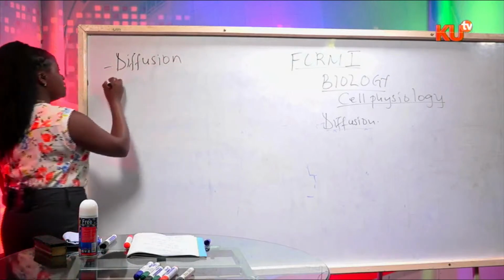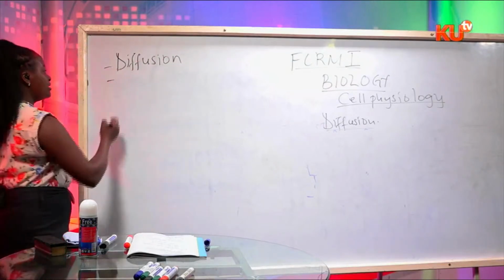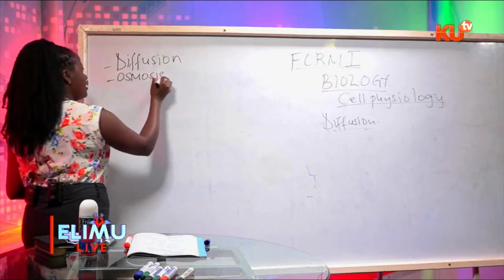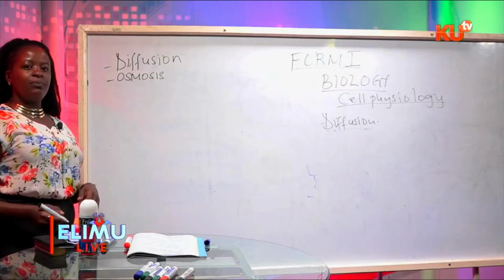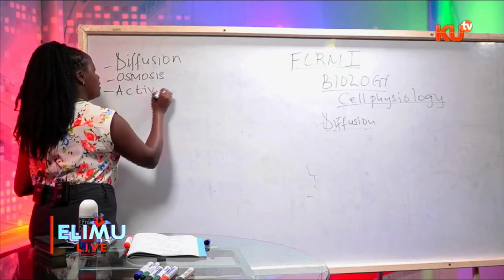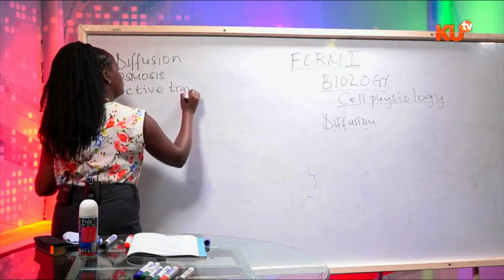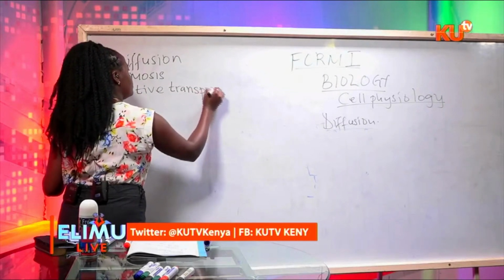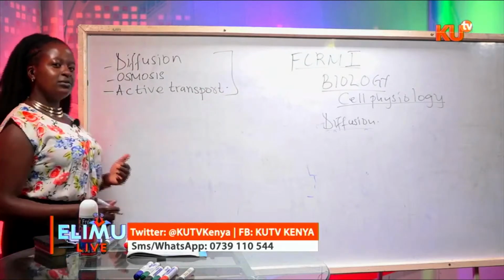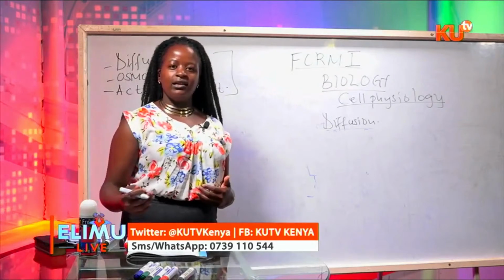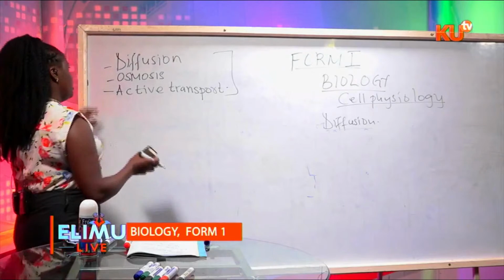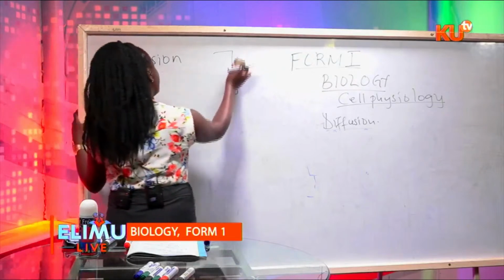The second physiological process is osmosis, and the third physiological process is active transport. So these three allow materials to get in and out of the cell. But today, our main focus will be diffusion.